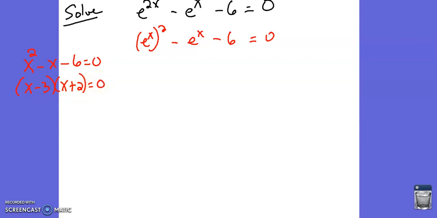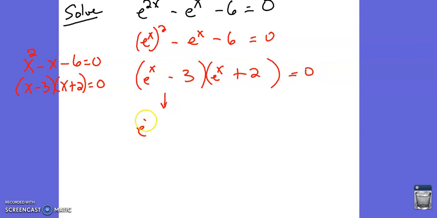And so that's what we're really going to do here. We're going to factor this, and we're going to have e to the x, e to the x. Again, e to the x times e to the x is e to the 2x. And then we're going to have literally the minus 3 and the plus 2. And then you're going to set each of these equal to 0.